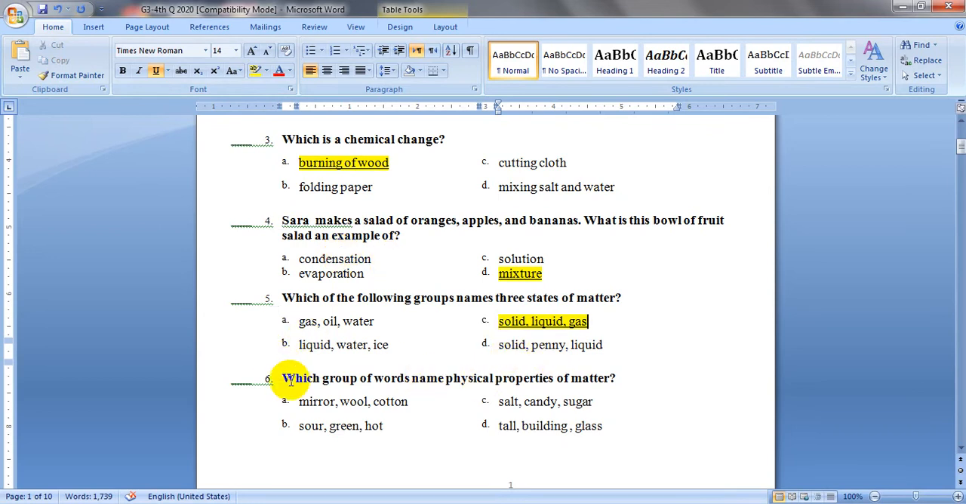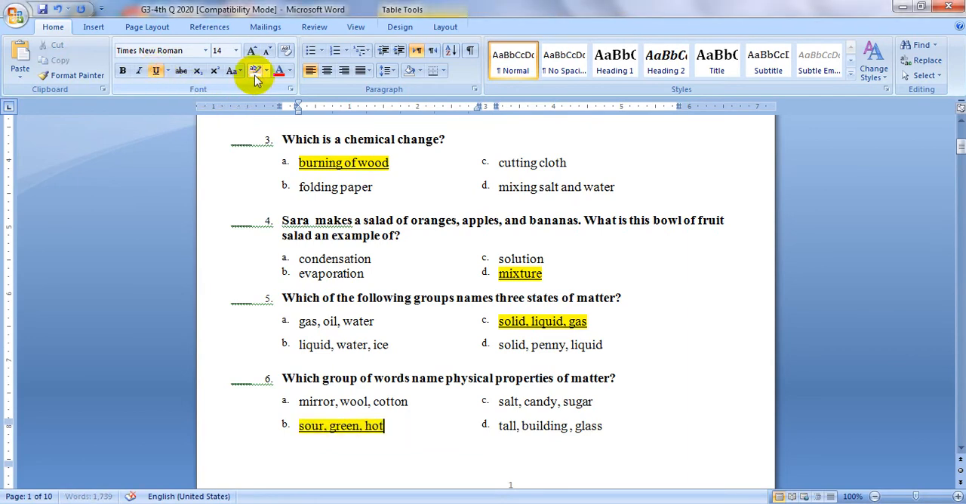The next one. Which group of words name physical properties of matter? Do you remember what is a physical property? A physical property is a characteristic that we can measure or observe. Which here are some physical properties? Mirror, wool, cotton; sour, green, hot; salt, candy, sugar; tall, building, glass. The answer is letter B, sour, green and hot.